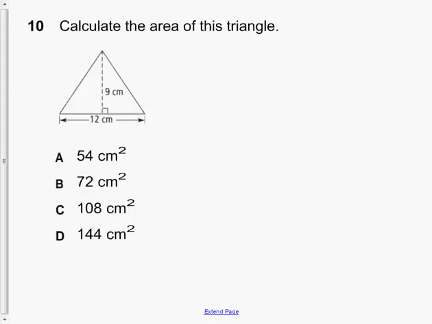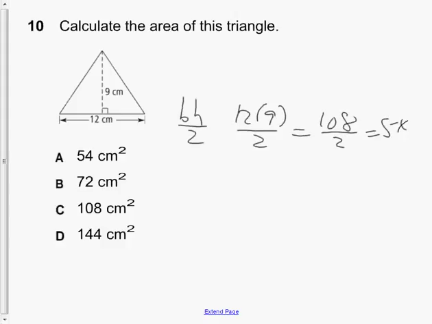Question 10, calculate the area of this triangle. It will be the formula base times height divided by 2. I still think there's a lot of you out there who still screw that up and use base times height. But anyway, 12 times 9 divided by 2 will be 108 divided by 2, which is 54 centimeters squared, which is A.